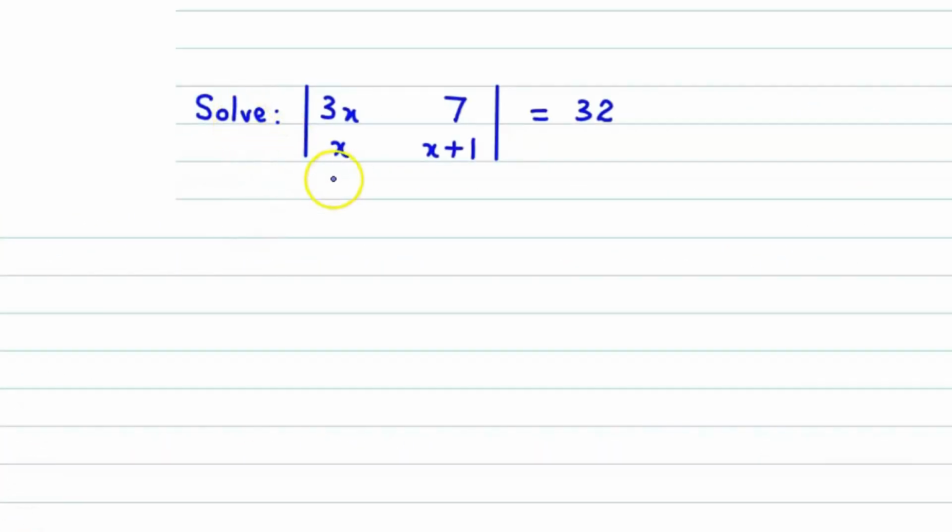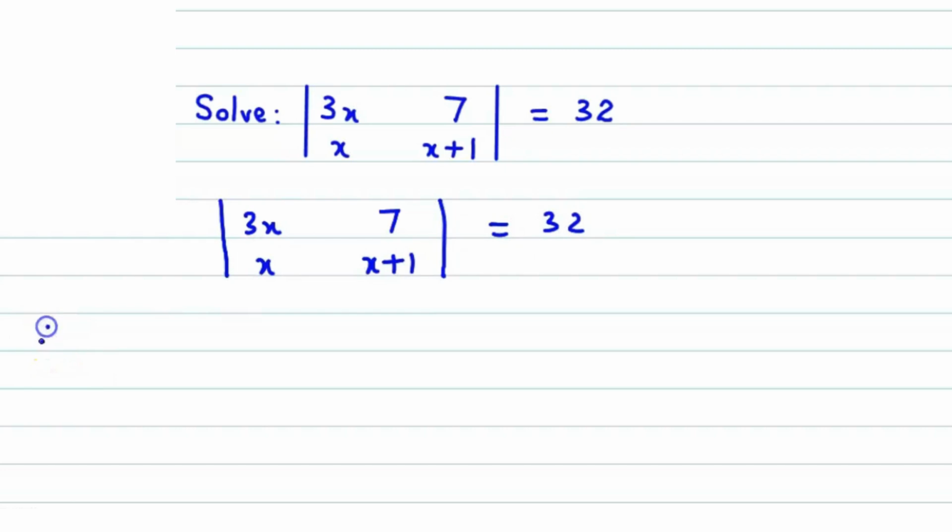Here we have to solve the equation. The equation is the determinant of 3x, 7x, x plus 1 equal to 32. So we have been given the second order determinant 3x, 7x, and x plus 1 is equal to 32.